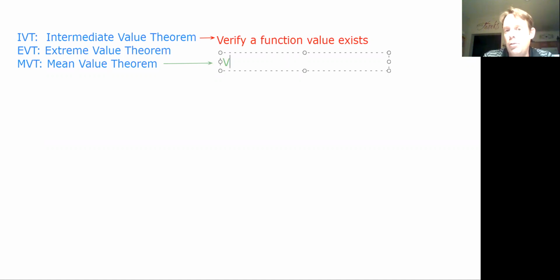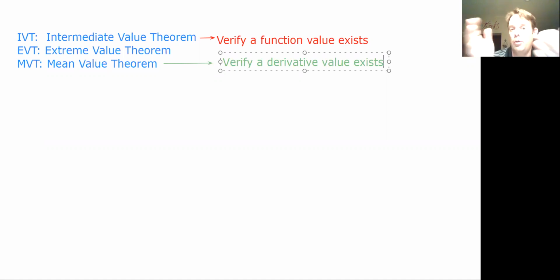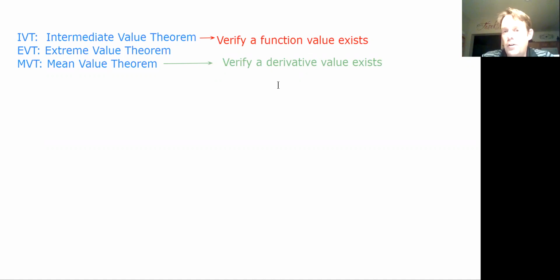Well, the mean value theorem, it verifies any derivative value exists within reason. And I'll tell you what I mean by within reason. Okay. It verifies that a derivative value exists. So if you're ever asked on an AP test, does a function value exist? Boom, automatic IVT. But if you're ever asked if a derivative exists or to verify that a derivative exists, automatic mean value theorem. Well, here's what the mean value theorem says.